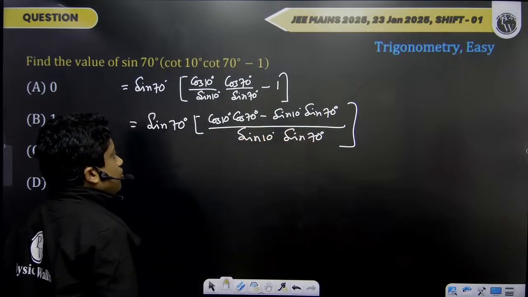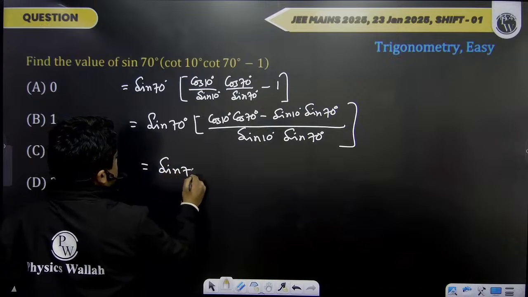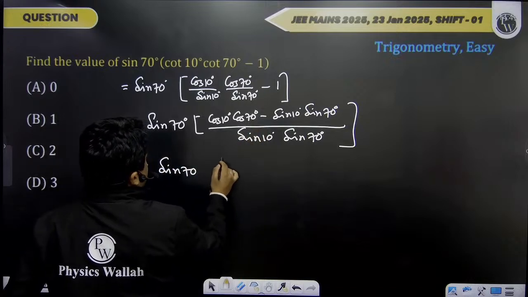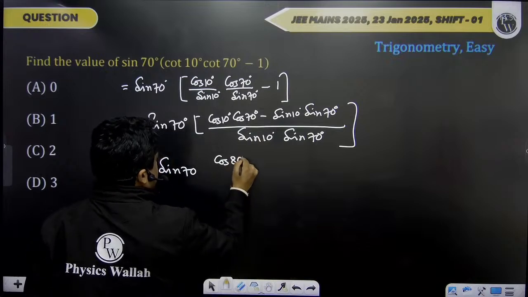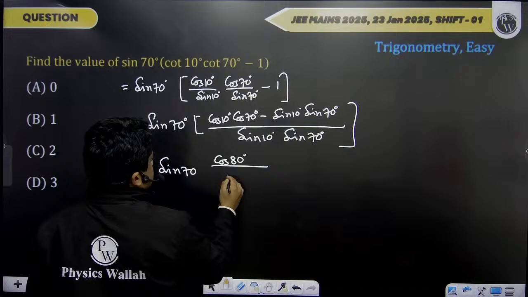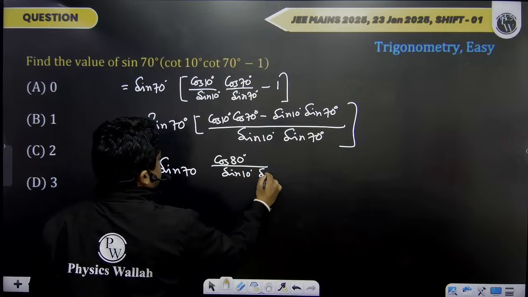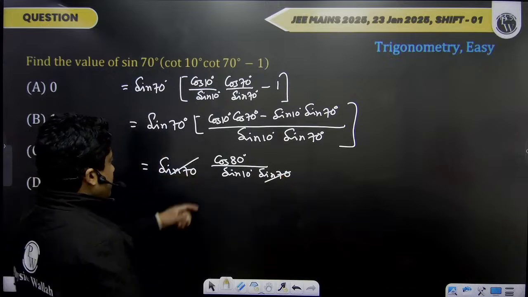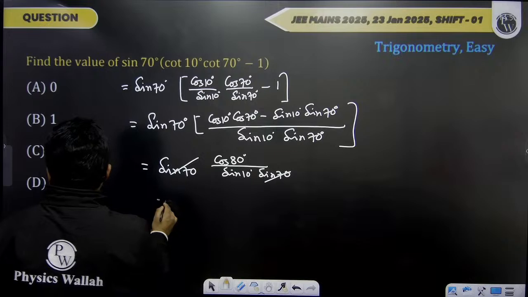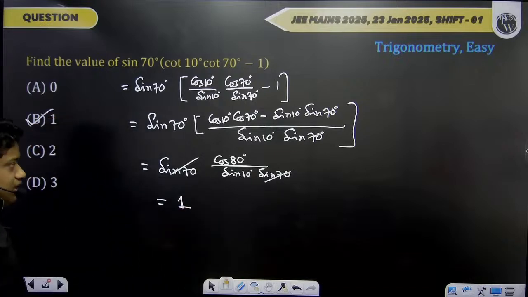So this will be what? Cos of A plus B. So this will be equal to what? Sine 70 into cos of A plus B, means cos of 80, cos of 80 by sine 10 into sine 70, right? So this sine 70 and this sine 70 get cancelled, and cos 80 equals sine 10. So sine 10 by sine 10, this answer will be equal to what? 1. So option B is the correct answer.